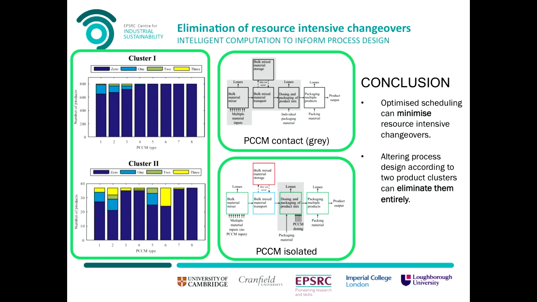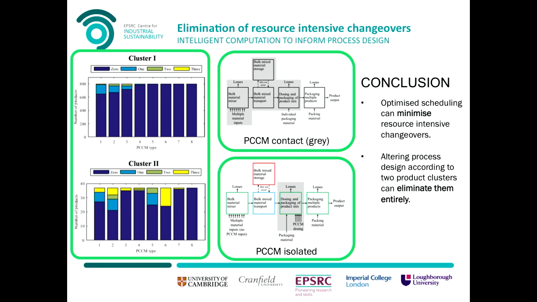So this is just a description of the 2 clusters. And here we've drafted out some ideas of how you might achieve production of these 2 different clusters of products, because obviously you don't want to just build a second production line, because that would be overkill for the capex and things like this. So we've come up with the original processing system for the biggest cluster, and then for the smaller cluster we've got an alternative design proposed. So the optimization of the scheduling can minimize the resource-intensive changeovers, but then if you alter the process design, there's a possibility of eliminating them entirely.